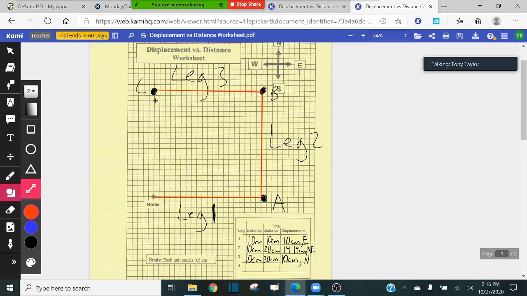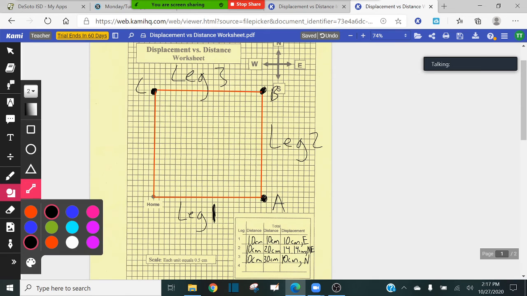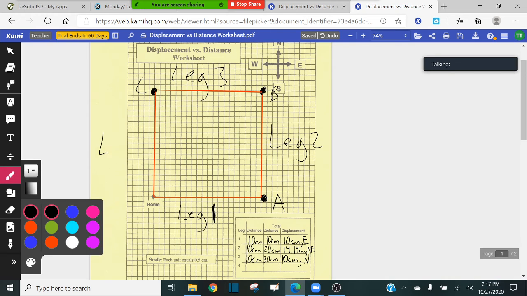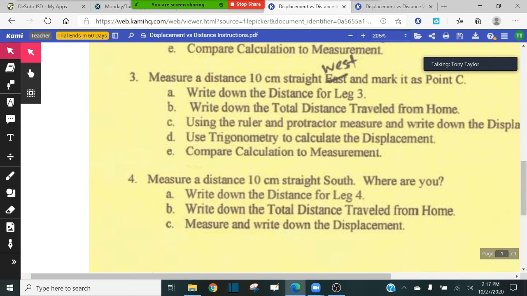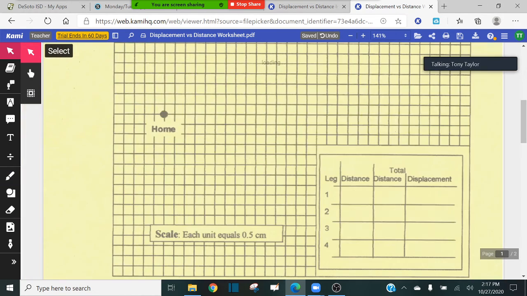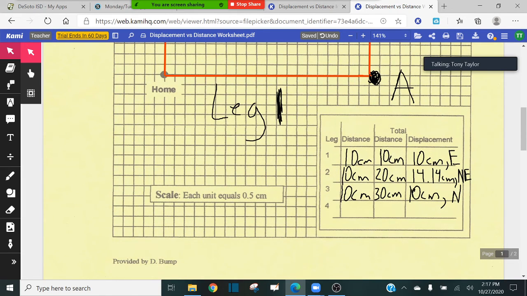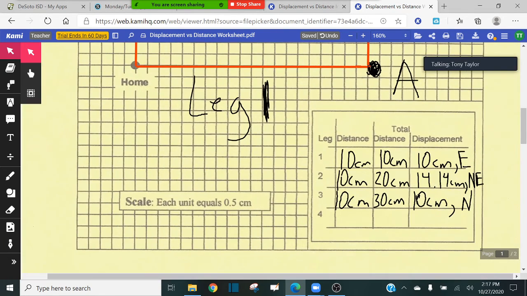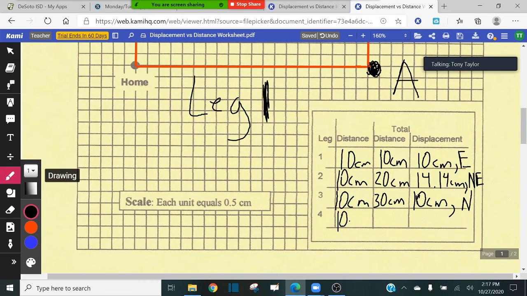So here from this point we're going to go 10 centimeters straight south. So I'm going to basically connect these 2 points here. And I'm going to call this leg 4. So I'm going to call this end right here leg 4. And yeah, so we went 10 centimeters straight south. Okay. Now, the length of leg 4, in other words, the distance of leg 4, is obviously just 10 centimeters.